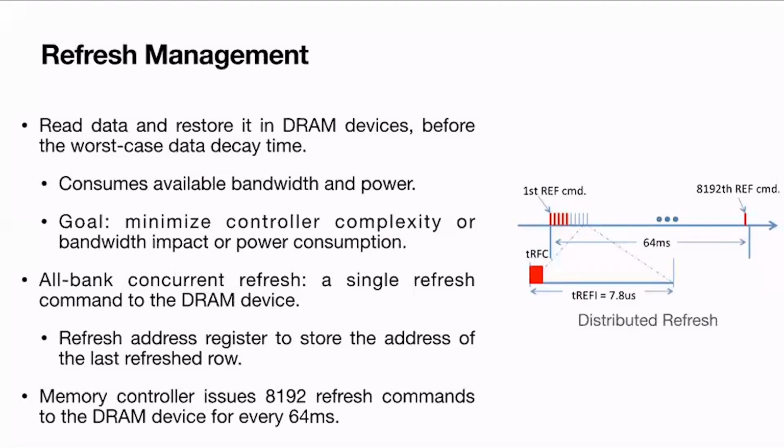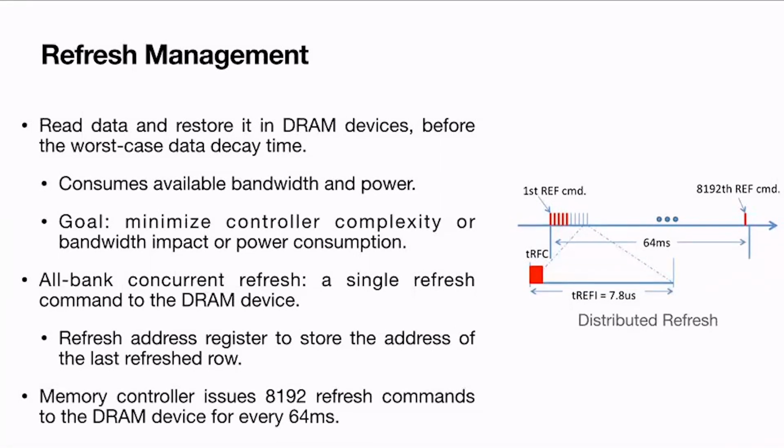JEDEC specifies that any memory controller issues 8K refresh commands, and that too every 64 milliseconds. These 8K refresh commands are independent of the size of the memory. You may have 4 GB memory or 32 GB memory or whatever, but you have to give the same number of commands. So it means if you have a high density DRAM, with one single refresh command you have to refresh multiple rows. If it is a low density DRAM, with one refresh command you may be refreshing only one row.